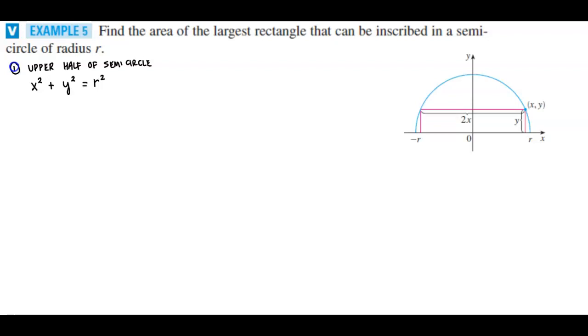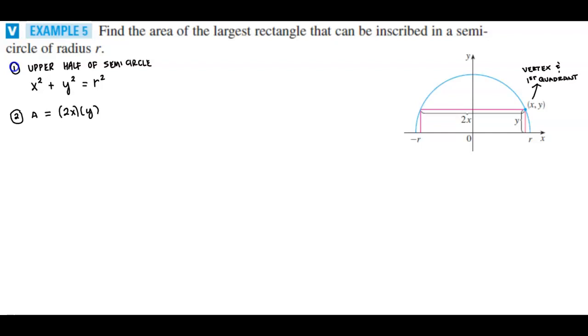Okay, and then we're going to let xy here represent the vertex, and we can see that it's in the first quadrant. Okay, now if we look at the rectangle, we have a width of y and a length of 2x. So what that tells us is that the area is going to equal the length times the width. So we have 2x times y.